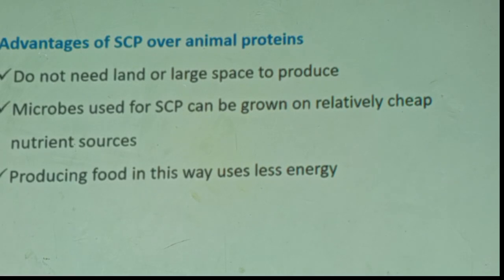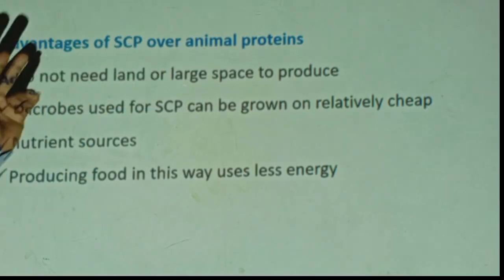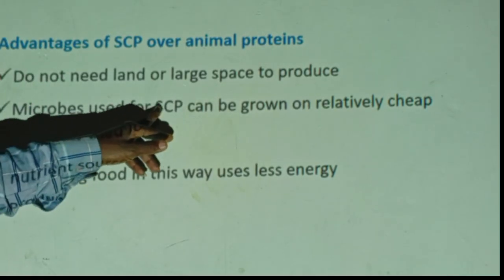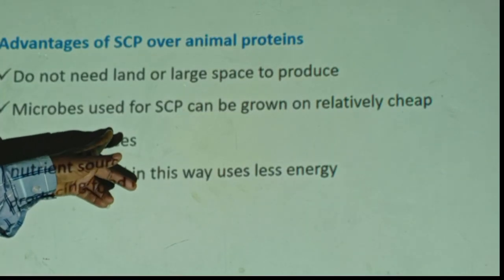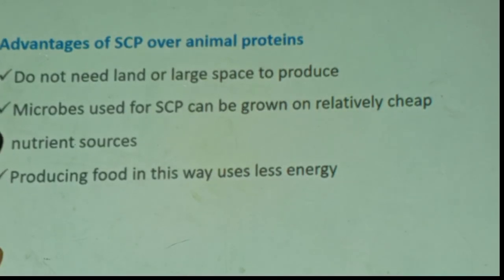For example, for animal protein, you need large space to multiply your cattle for meat production. When it comes to single cell protein, just protein produced from microorganisms, you don't need that much huge space and grazing land. Microbes used for SCP can be grown on relatively cheap nutrient sources. You can grow microorganisms in the lab and the industries by providing them cheap nutritional sources, such as corn starch, with some additional growth factors. So your investment will be a good investment.